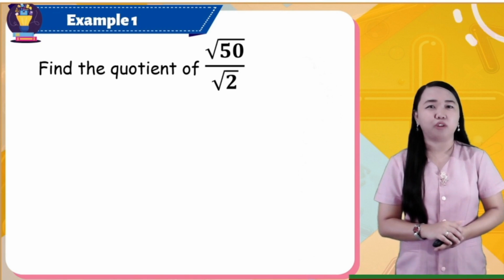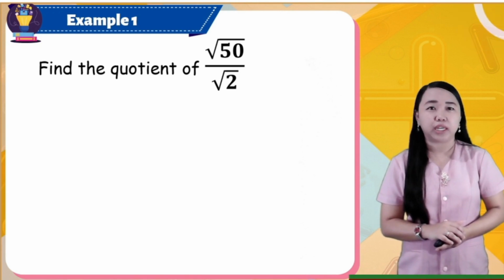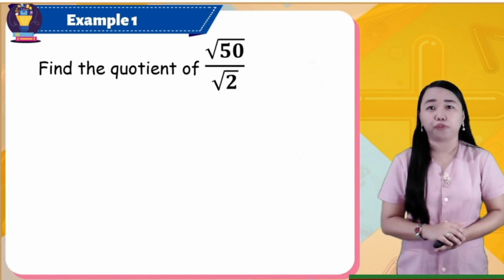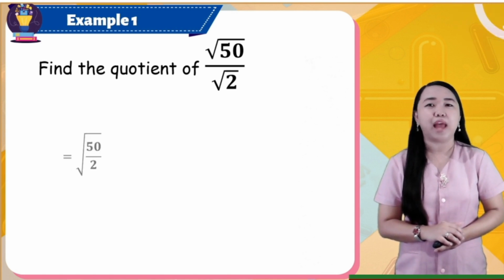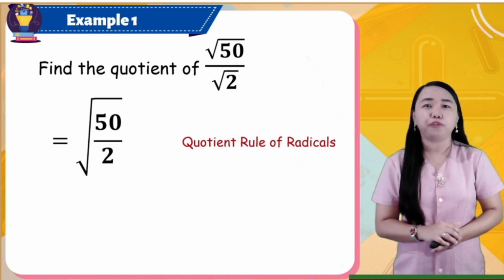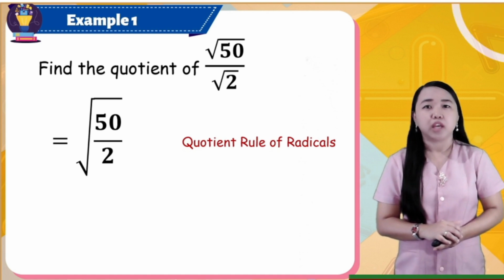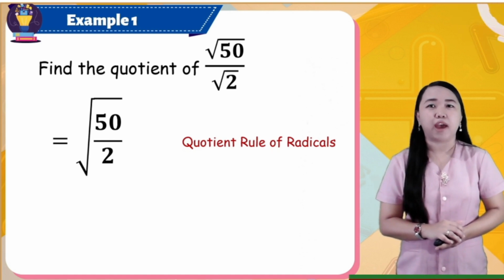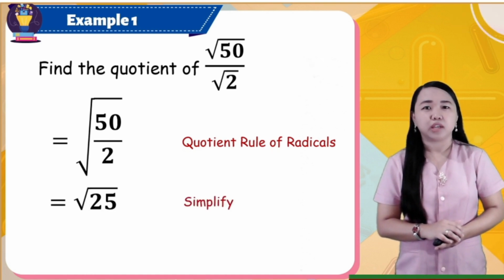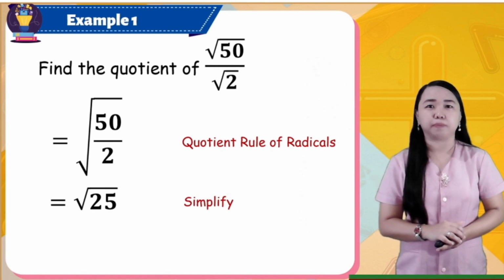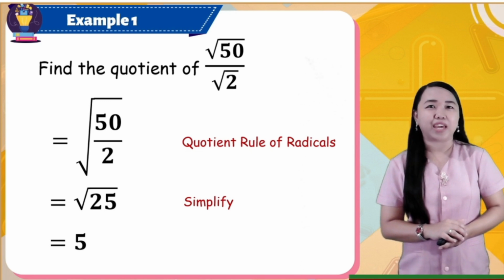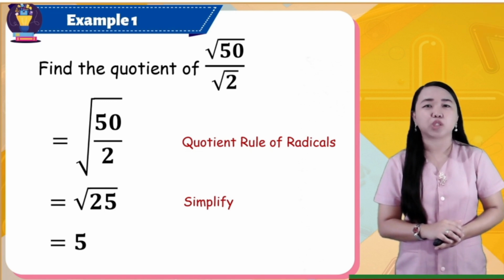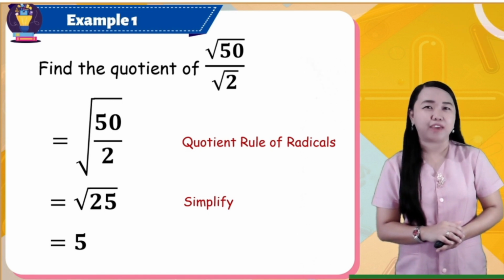Find the quotient of square root of 50 over square root of 2. Applying the quotient rule of radicals, we have square root of 50 over 2. Square root of 50 divided by 2 is square root of 25. Square root of 25 is equal to 5. So the quotient of square root of 50 over square root of 2 is 5.